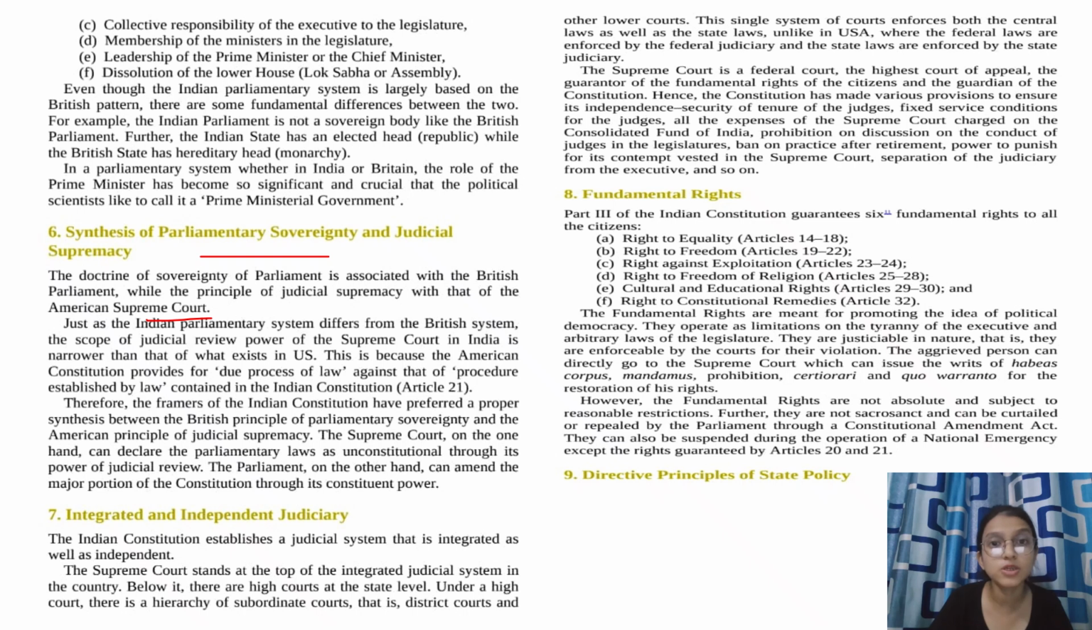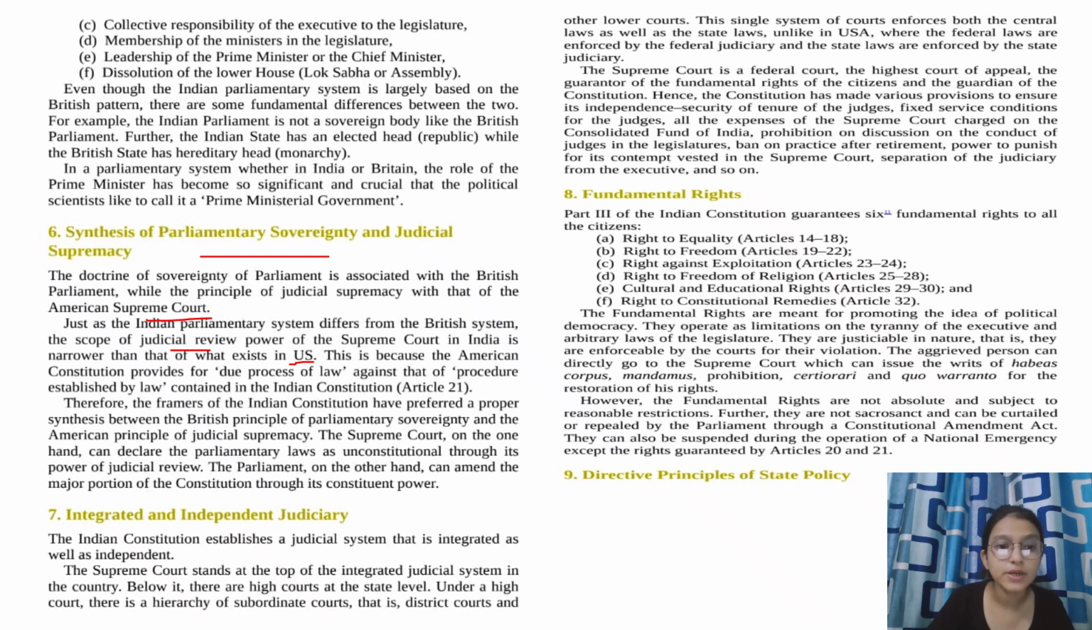So, as I said, most of the provisions have been borrowed. So it is very important to know which provision was borrowed from which country. You can make a proper note by writing the provisions and the countries they were derived from. Just as the Indian parliamentary system differs from the British system, the scope of judicial review for the Supreme Court in India is narrower than that which exists in the US. Judicial review I have already discussed. So write down in the comment section exactly which article judicial review falls under. That is the homework for you all.